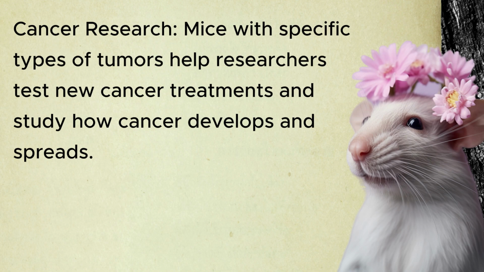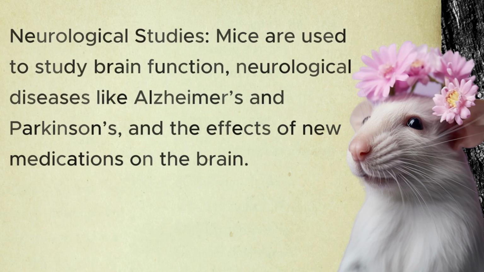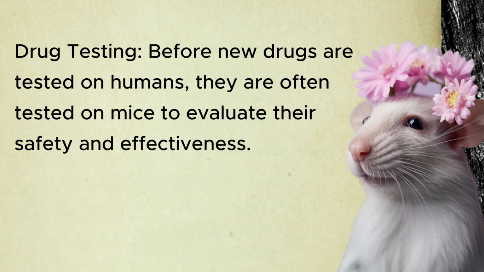Cancer research. Mice with specific types of tumors help researchers test new cancer treatments and study how cancer develops and spreads. Neurological studies. Mice are used to study brain function, neurological diseases like Alzheimer's and Parkinson's, and the effects of new medications on the brain. Drug testing.